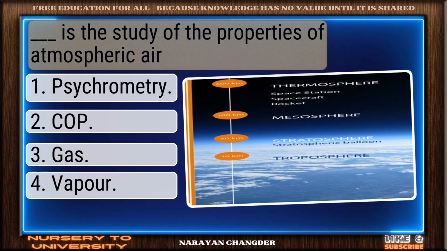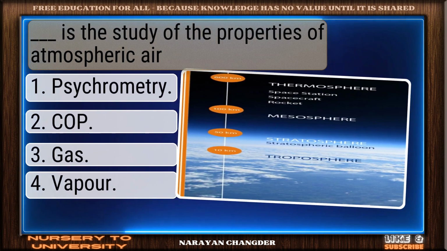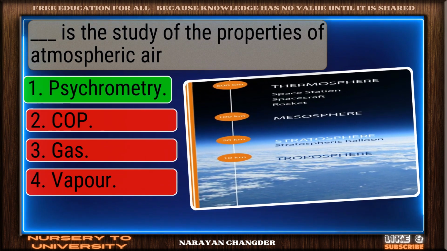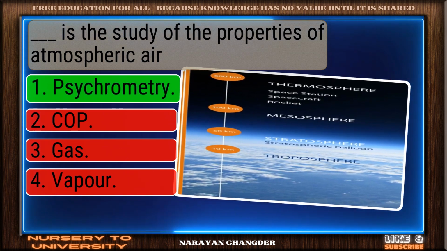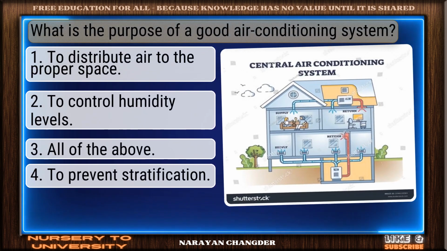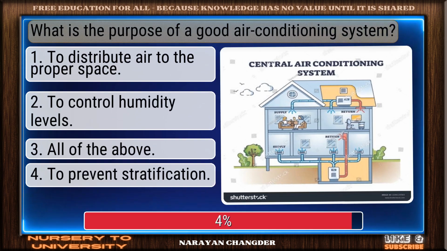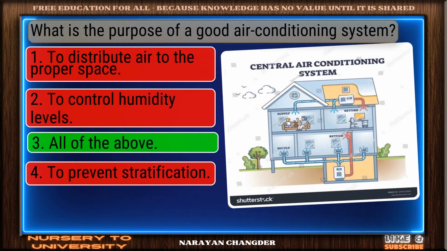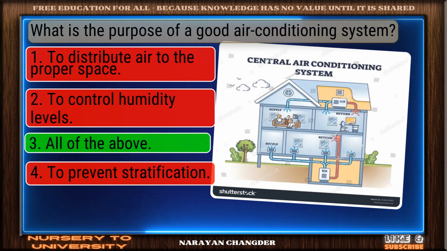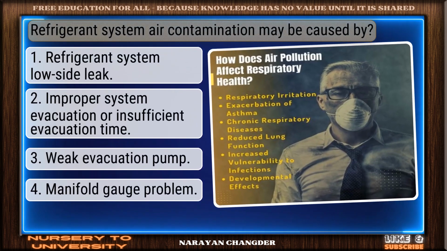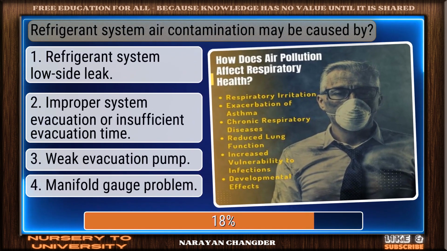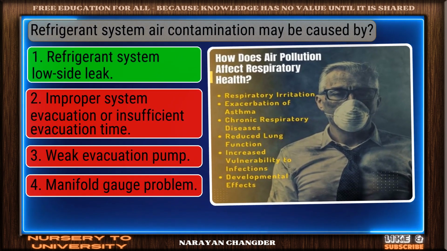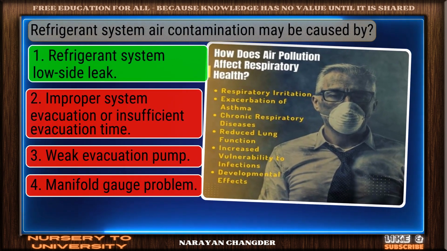Blank is the study of the properties of atmospheric air. Excellent. Psychrometry is a brilliant choice. What is the purpose of a good air conditioning system? Good job. Your answer, all of the above, works well here. Refrigerant system air contamination may be caused by. Solid response. Refrigerant system low side leak is a valid choice.